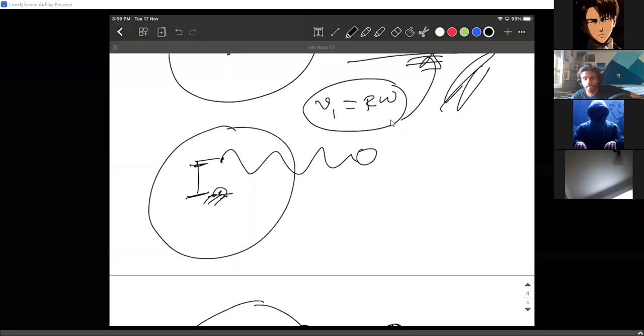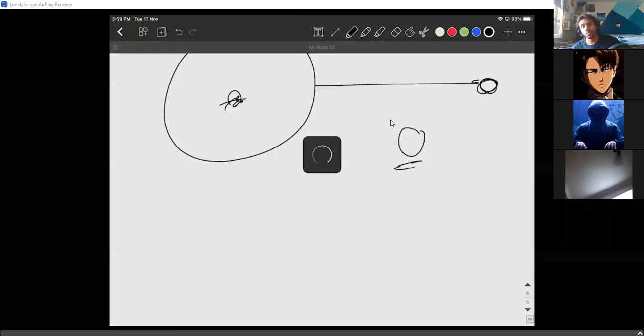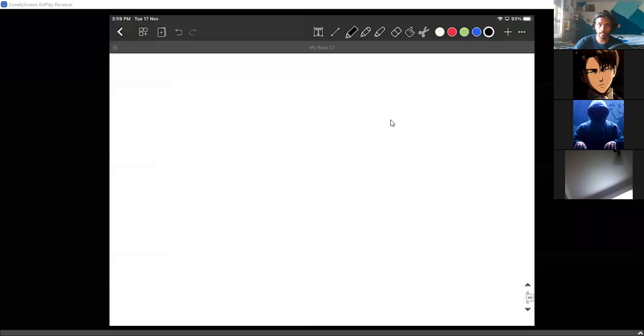Okay. After this, we are coming to the point that I told you I would discuss later. How do you write the angular momentum of a body which has both linear velocity and angular velocity?